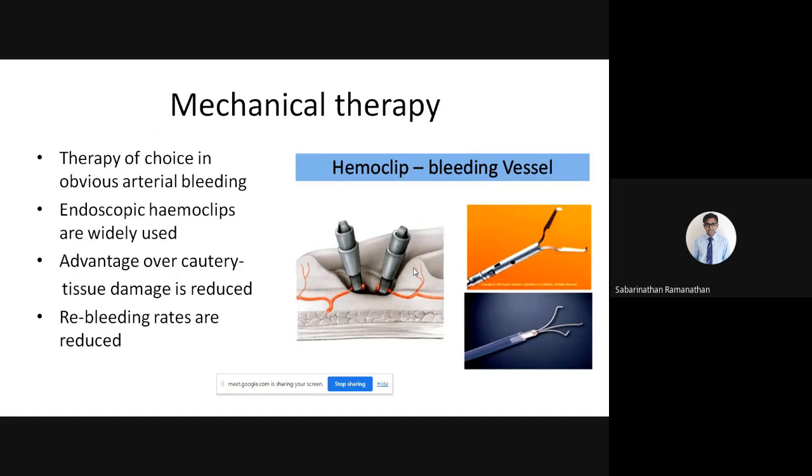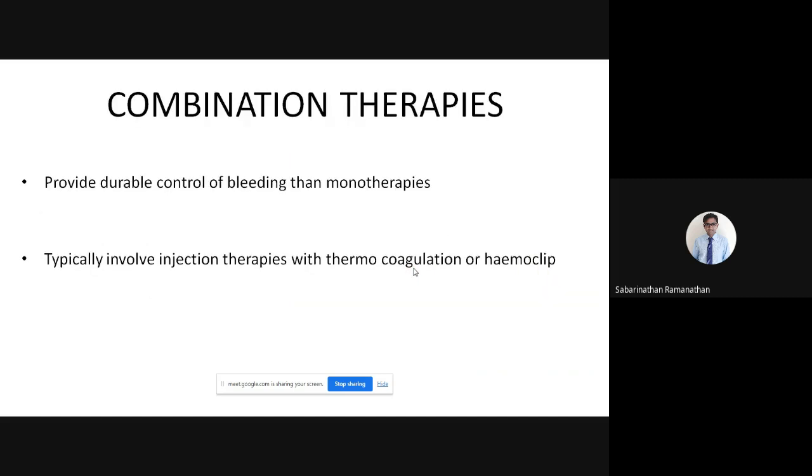And coming to the mechanical therapy, commonly used is a hemoclip. We can apply the hemoclip over the site of the bleeding, over the bleeding vessel, and it is the therapy of choice in obvious arterial bleeding. Endoscopic hemoclips are widely used, and the advantage over cautery is that the tissue damage is reduced, and the rebleeding rate is also reduced. We have got various sizes of hemoclips.